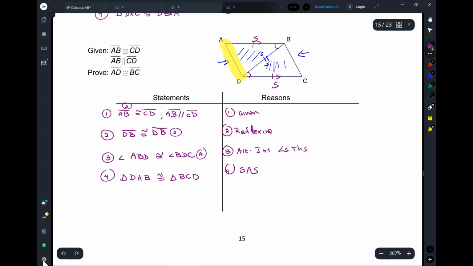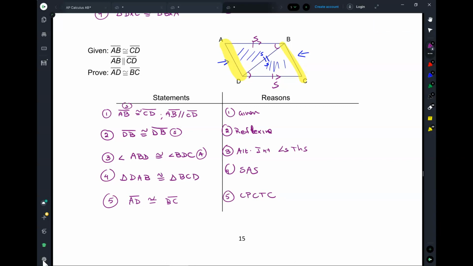Okay, now that I've proved the two triangles are congruent, any corresponding parts are also congruent. So I can say segment AD is congruent to segment BC by CPCTC. Okay? This is why we had to learn CPCTC. And again, you can't just use the same letters in another order, right? It doesn't work. This is no credit, all right? It's got to be in the correct order.